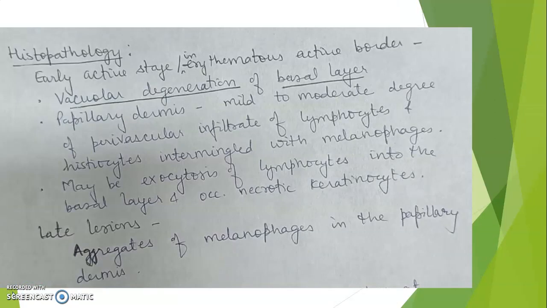Histopathology. In the early active stage, or in the erythematous active border, there is vacuolar degeneration of the basal layer. The papillary dermis shows a mild to moderate perivascular infiltrate of lymphocytes and histiocytes intermingled with melanophages. There may be exocytosis of lymphocytes into the basal layer, and occasional necrotic keratinocytes may be seen. In late lesions, there are aggregates of melanophages in the papillary dermis.